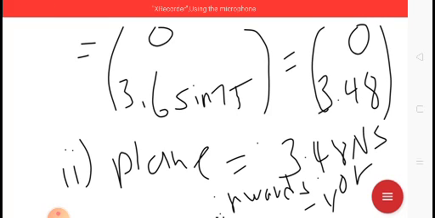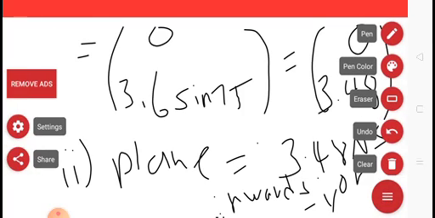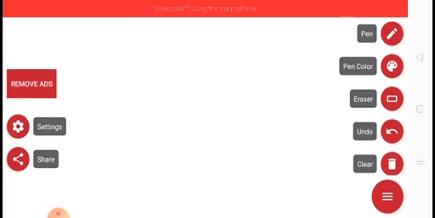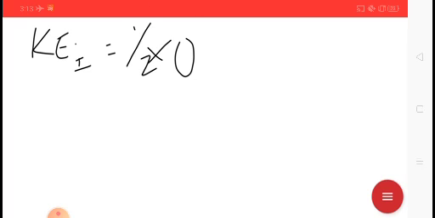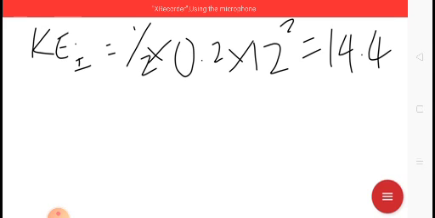Part 3, the kinetic energy lost by the ball, right? Okay, same things. We need to calculate the initial kinetic energy, and the final kinetic energy. So the initial will use the resultant. So initial KE is equal to 1/2 times 0.2 times 12 square. So you should get about 14.4 joule.